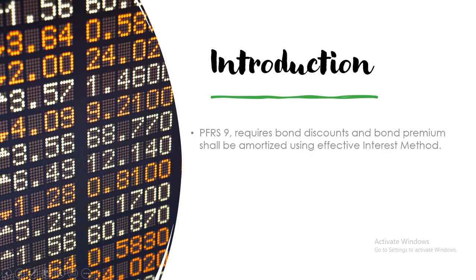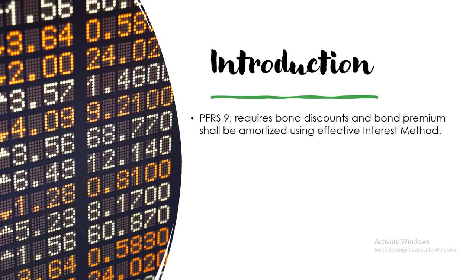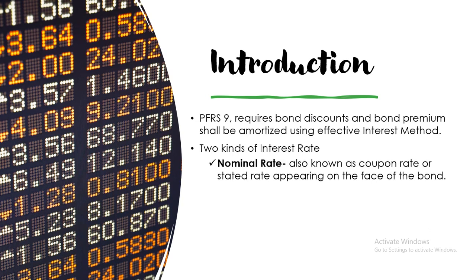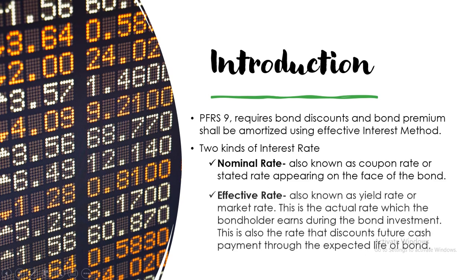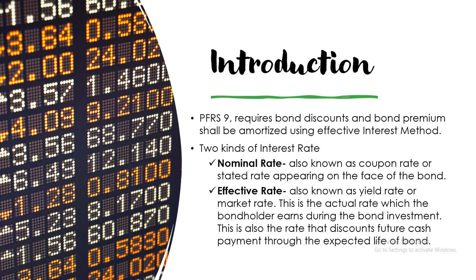So the introduction: bond discount and bond premium shall be amortized using the effective interest method. And there are two kinds of interest rates. You have the nominal rate, also known as the coupon rate or the stated rate, appearing on the face of the bonds. While the effective rate, also known as the yield rate or market rate, is the actual rate that the bondholder earns during the bond investment. This will also be the basis for computing the present values of the bonds.